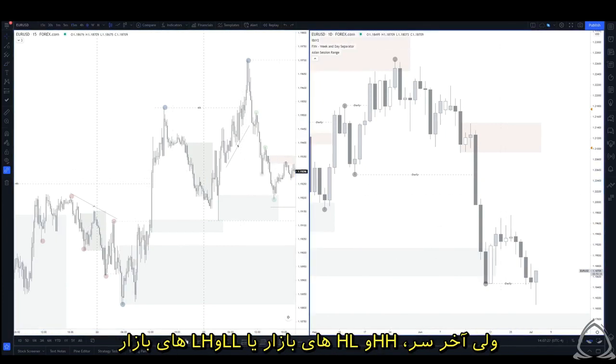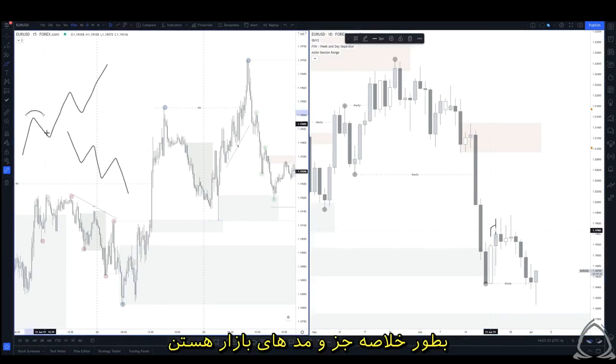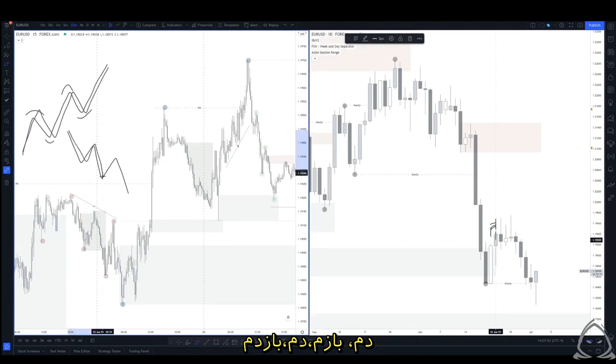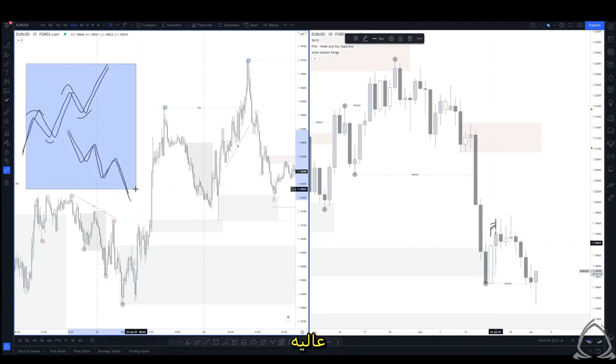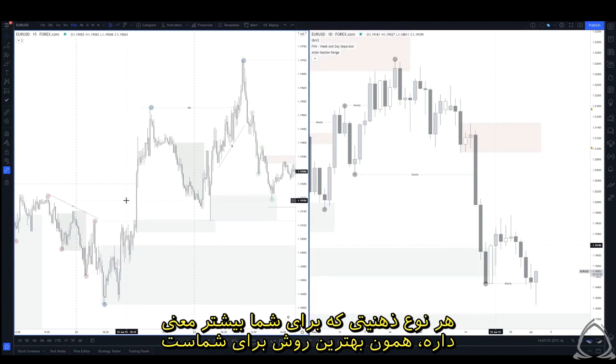But at the end of the day, the higher highs and higher lows of a market, or the lower lows and the lower highs of the market, is basically the ebbs and the flows of the market. And it's also the market breathing. We're exhaling, we're inhaling, we're exhaling, we're inhaling. If that's the way you want to view it, great. Whatever makes the concept make more sense conceptually, that's the best way to approach it.